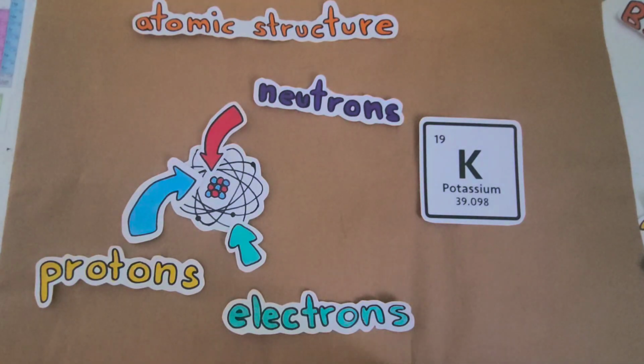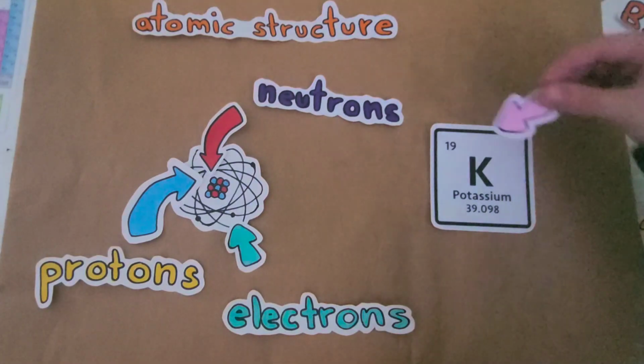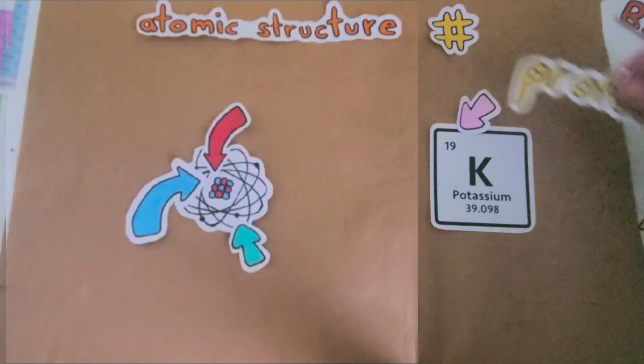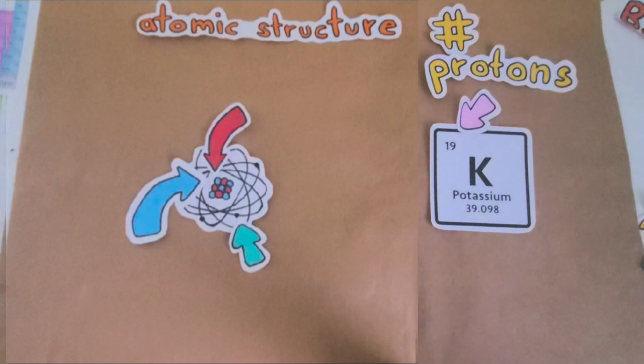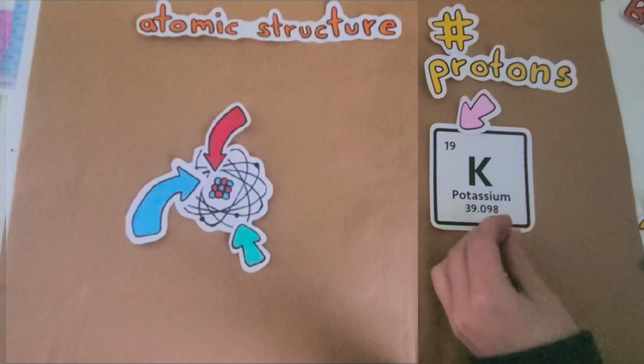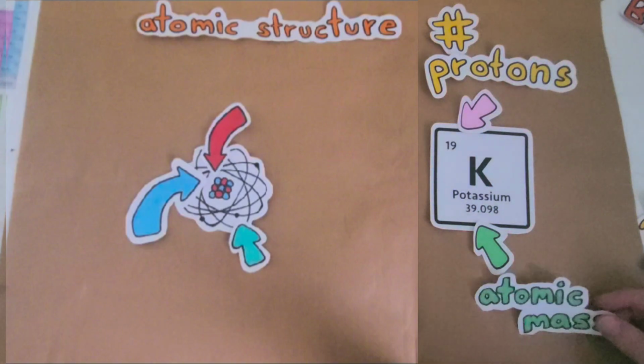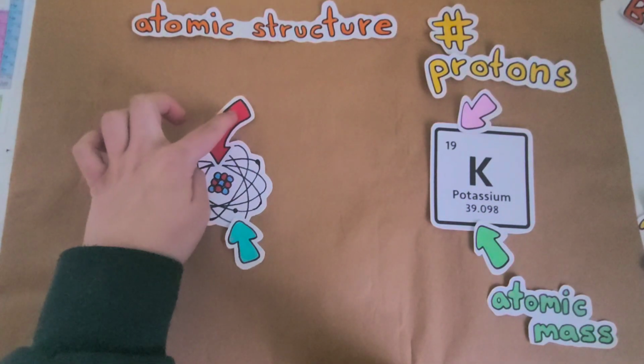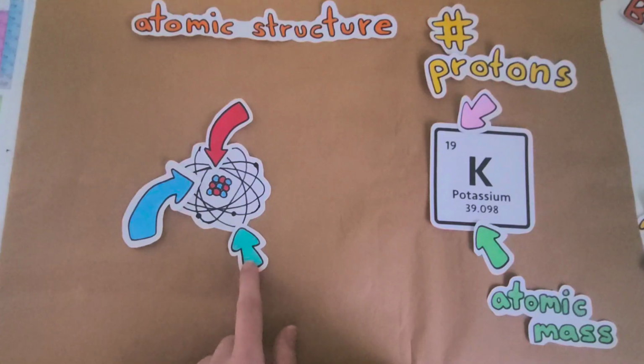This brings us back to the element tile. The atomic number is the number of protons in an atom of this element. For example, potassium has 19 protons. And the atomic mass is the mass of the atom, so the mass of the protons and neutrons. The electrons are too small to count.